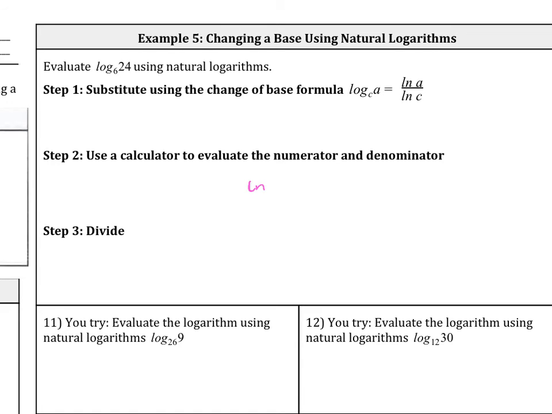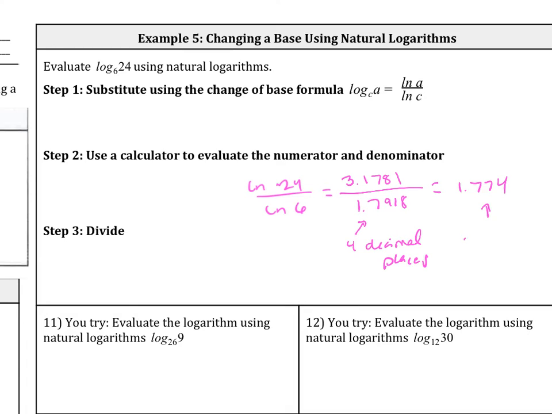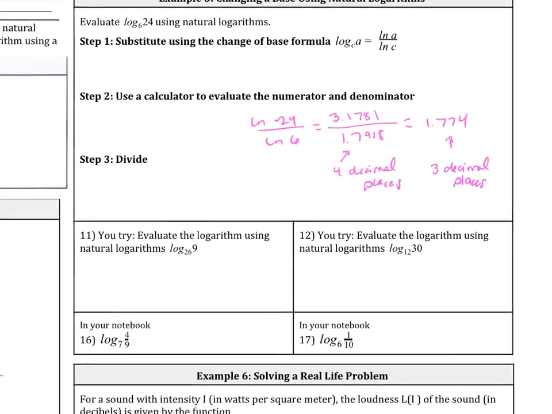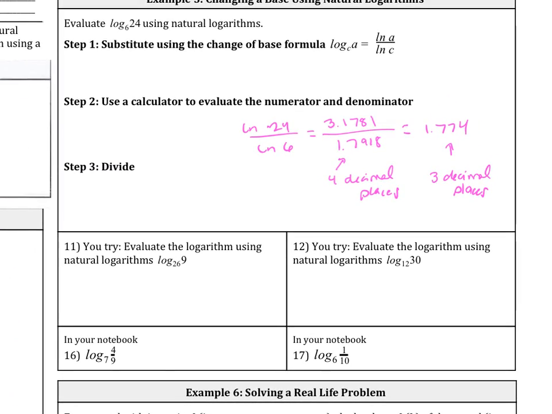So we have natural log of 24 over natural log of 6. And when you press in your calculator, you get 3.1781. And then the denominator, you'll get 1.7918. Again, rounding to 4 decimal places here. And then when you press equals, you'll get approximately 1.774. And again, here you get 3 decimal places. So pretty fast to be able to do these. So try the next 4 out and then see if you can get the same answers.